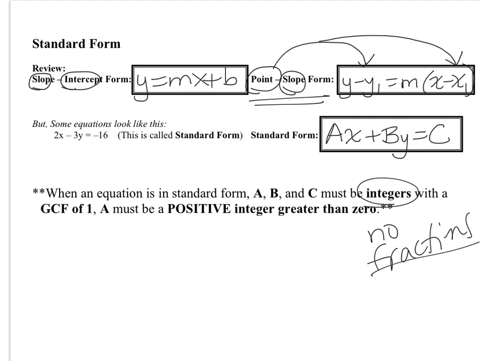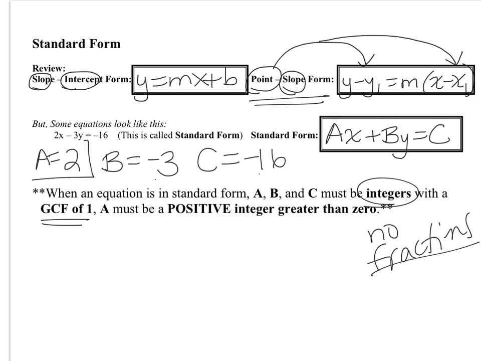Okay, and so a, in this case, we would say a is the coefficient of x, so that's 2. B is the coefficient of y, so that's negative 3, and c is the constant, which is negative 16. And then look to see, do they have a GCF of 1? They do. Is there a number that 2, negative 3, and negative 16 all go into besides 1? No. Then we need to make sure that a is positive. Notice it does not matter if b or c are negative. We only need a to be positive.